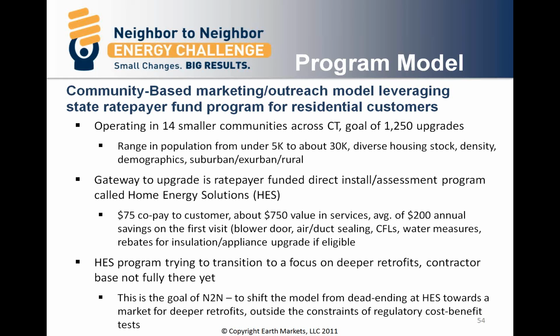And this is a state program that when we put our grant application together, we knew was trying to transition their focus away from those first measures, the early low-hanging fruit measures, into deeper retrofits. But the contractor base is not fully there yet. So that's really the role of our program outside of the constraints of a regulatory cost-benefit test model, to be able to really push the envelope from that dead-ending at that HES visit towards that market for deeper retrofits. So that's just some level setting. Next slide.